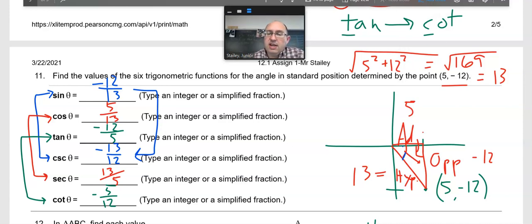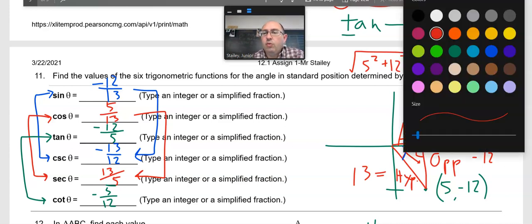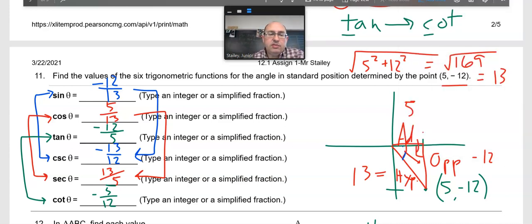Cosine is the adjacent side, which is the 5 over the 13. And then as you can see, I went down and I found the secant right away, flipped it over. No big deal. So tangent, opposite over adjacent. You can see the opposite would be -12. The adjacent is 5, so I wrote -12/5. Came down and found the cotangent, flipped it over. Done.